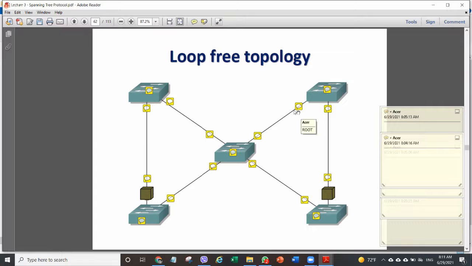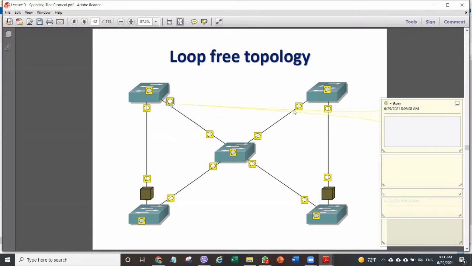So the direction towards the VC is provided by this port. So here also is a root port. If you understand the concept, am I correct? If I am wrong, just let me know, right?